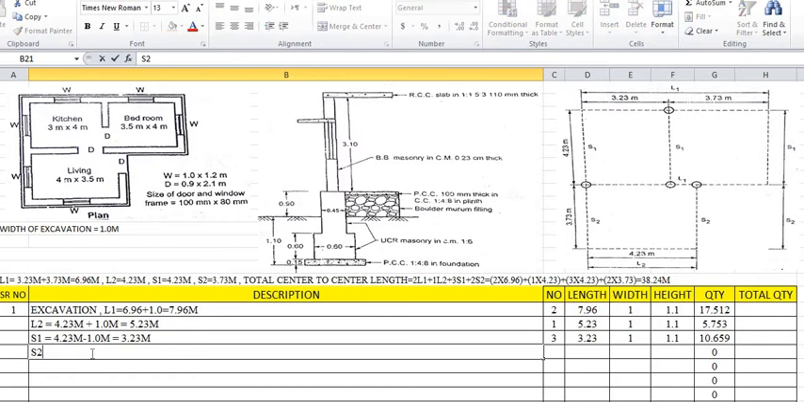Same way we have to consider S2. What is the S2 length? Here the S2 length has been mentioned as 3.73. Again we have to subtract the width, so 3.73 minus 1 is 2.73 meters. How many numbers of short wall are there? S2 is 1 and 2, so 2 numbers of S2 are there. The length is 2.73, the width is 1, and 1.1 is the height.